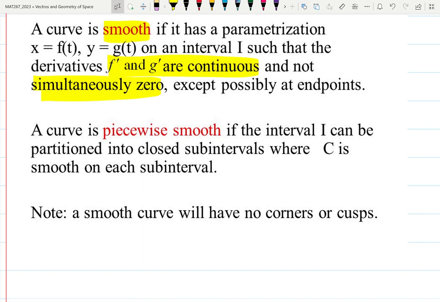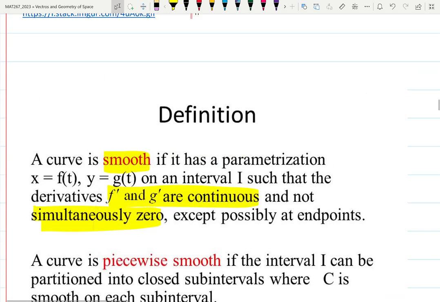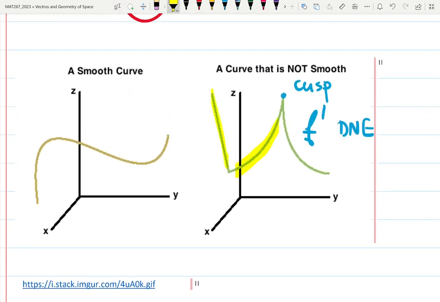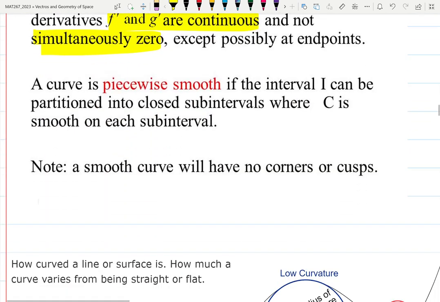The curve is piecewise smooth if it's smooth in the pieces. So it was smooth here and here and here, piecewise, but not in between. So that is the definitions here. You will see it in lots of applications.